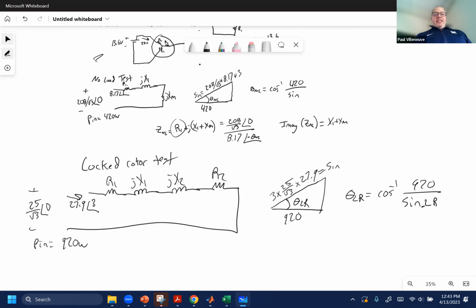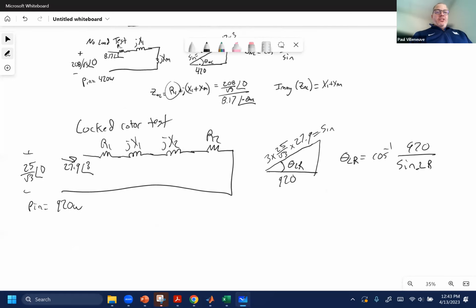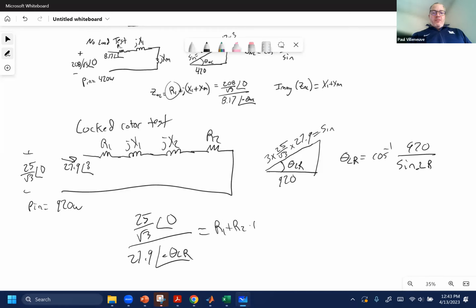So now I can take my voltage, 25 over the square root of 3 at an angle of 0, divide that by my current, 27.9 at an angle of minus theta locked rotor. And now that's just going to be equal to the Thevenin equivalent of that particular machine under those conditions, which is just equal to R1 plus R2 plus j(X1 plus X2).